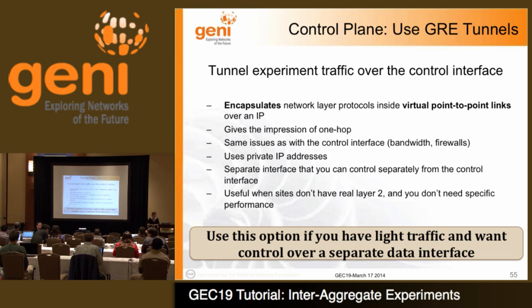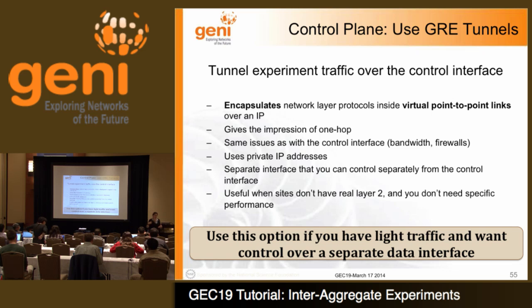Another option is to use GRE tunnels. And what are GRE tunnels? They basically encapsulate the traffic and send it over the control interface, so it's over IP. It gives you the impression that you are on your own private VLAN and your own private subnet, and your hops are just 1 hop away. So independent of how many IP routers you pass in the middle, to you it would look like just 1 hop. It does create a separate interface on your nodes. So when you're using the control interface, everything goes through the same interface as your management traffic.